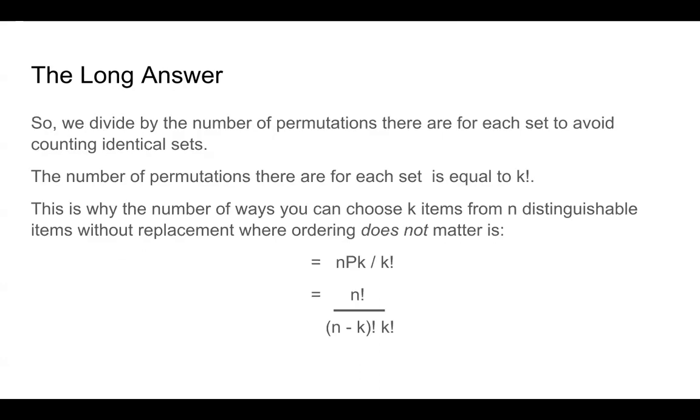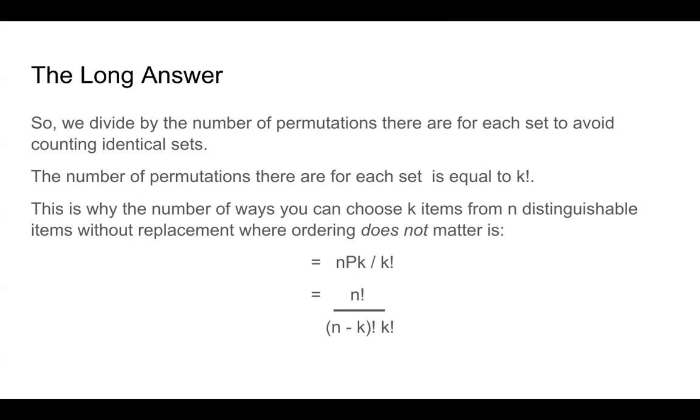So because for every possible sampling outcome, every permutation of that outcome is also present in the set when order matters, we can simply divide by the number of ways you can rearrange any given sample outcome to get rid of that overcounting. We divide by the number of permutations there are for each set to avoid counting identical sets. And this number is k factorial.